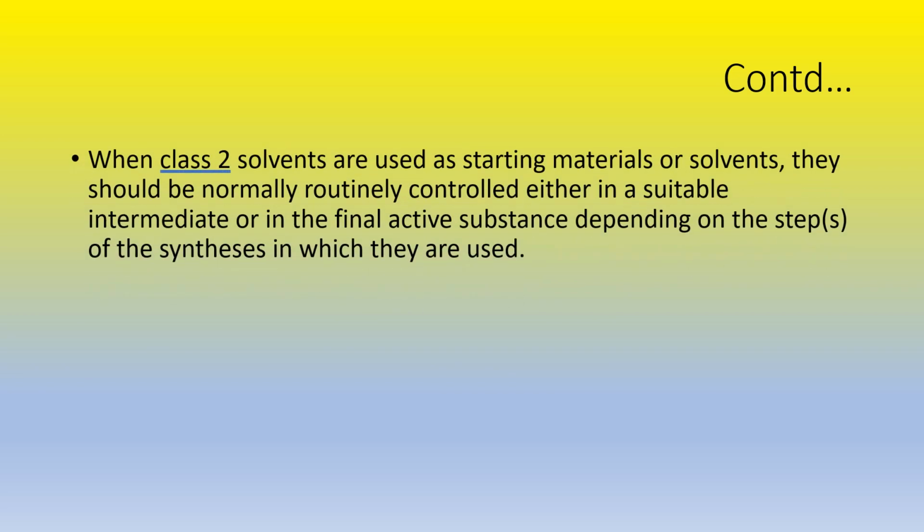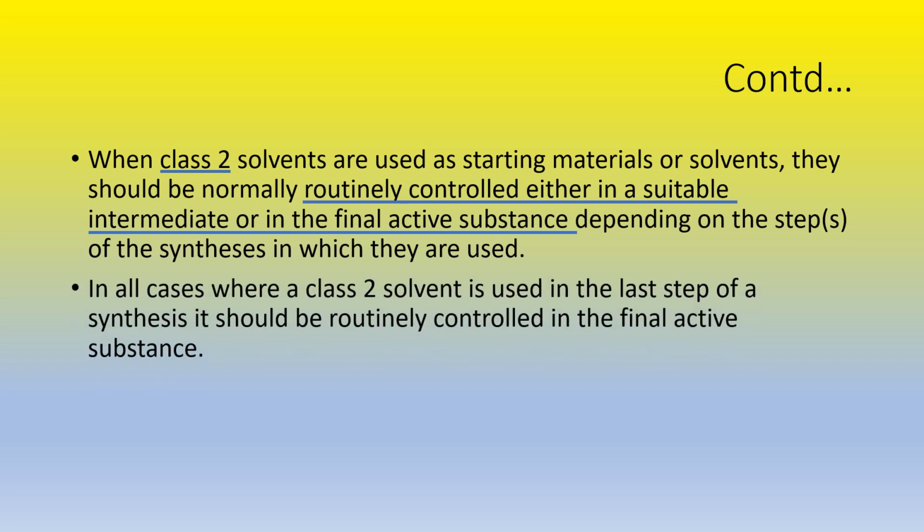When class 2 solvents are used as starting materials or solvents, they should normally be routinely controlled either in a suitable intermediate or in the final active substance, depending on the steps of synthesis in which they are used. So, when class 2 solvents are used as starting materials or as solvents, they should be screened appropriately. In all cases where a class 2 solvent is used in the last step of a synthesis, it should be routinely controlled in the final active substance. This is required because there are no further steps to monitor the presence of class 2 solvents. That's why all the batches of active substances should be tested for residual solvents.